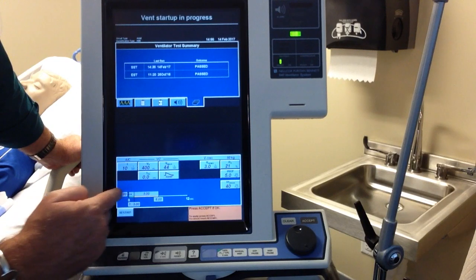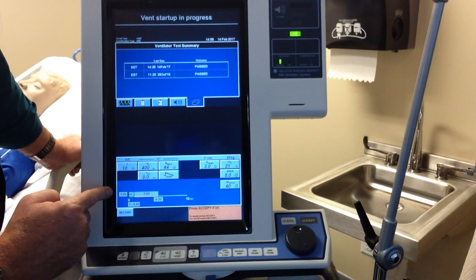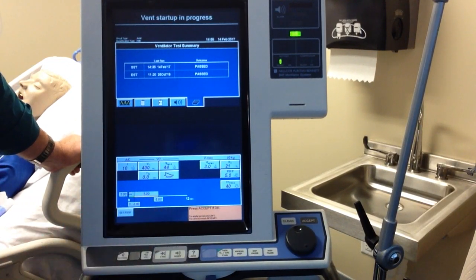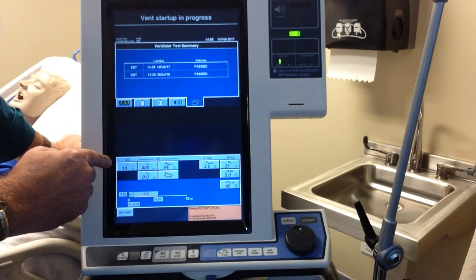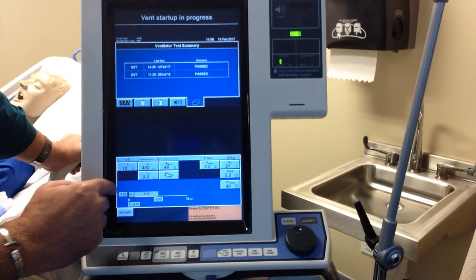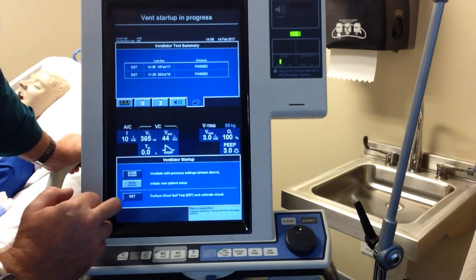Our I time is a 1 to 6, rate of 10. So we have a 1 second I time, 5 second E time. Total cycle time is 6 seconds. Our frequency is 10. 60 divided by 10 is 6. 1 second I, 5 second E gives me a 1 to 5 ratio, which is down here. Whoop.